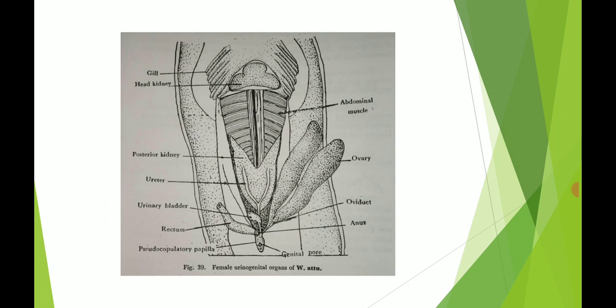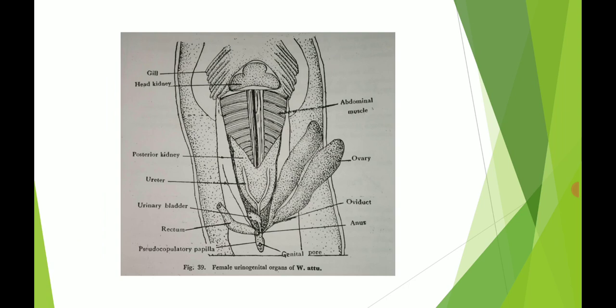Below the anus there is a genital pore, which is the opening. Then there is the ureter, above that the urinary bladder, and below that the rectum and the pseudocopulatory papilla. This is the female urinogenital organs.